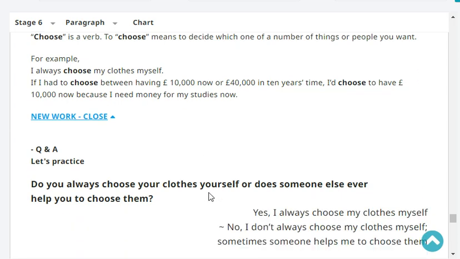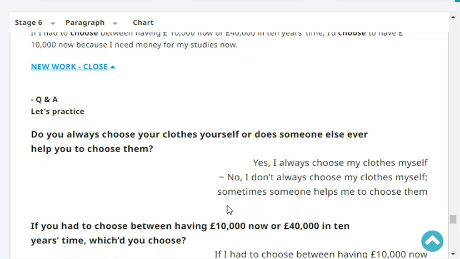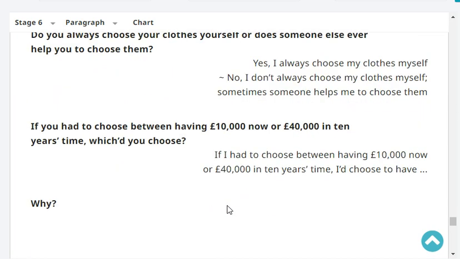Okay, let's practice. Do you always choose your clothes yourself, or does someone else ever help you to choose them? I always choose my clothes myself.